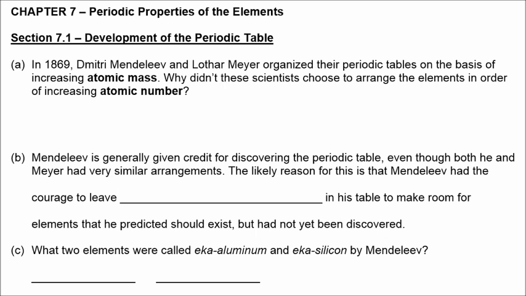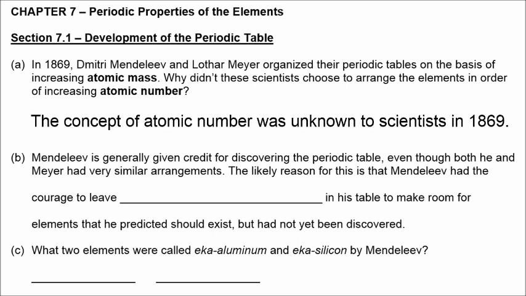In 1869, Dmitri Mendeleev and Lothar Meyer organized their periodic tables on the basis of increasing atomic mass. Why didn't these scientists choose to arrange the elements in order of increasing atomic number? Well, in 1869, the concept of atomic number was unknown to scientists. This is before they had discovered that the atom has a nucleus.